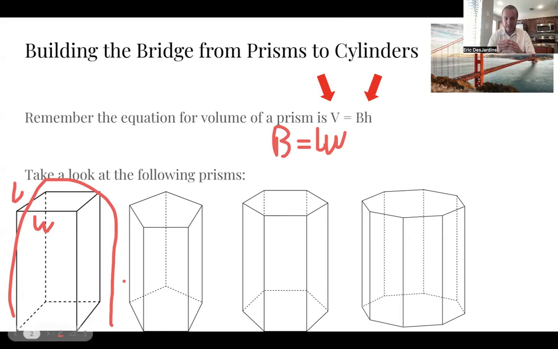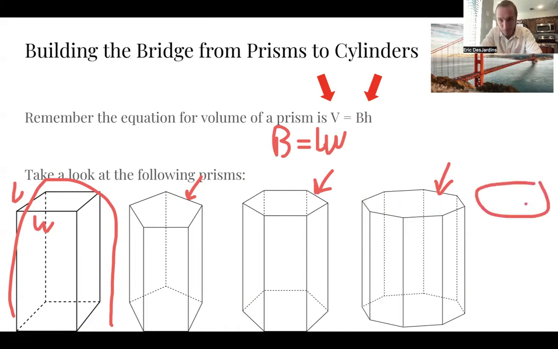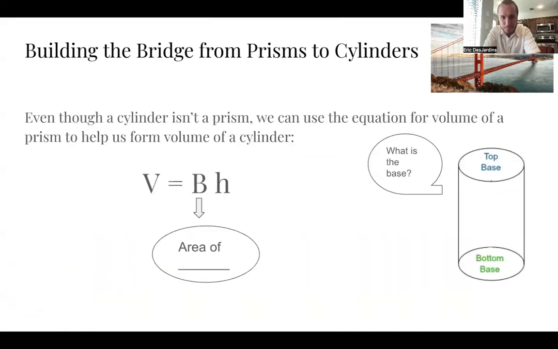Now, let's say we want to extend our knowledge of prisms. So we add another side to make a pentagonal prism. Then we add another side to make a hexagonal prism. And then we add two more sides to make an octagonal prism. So as we continue to add sides, what does that shape of the base start to look like? Looks like a circle. That's a very poor drawing of a circle, but if you added an infinite amount of sides, you would have something that is indistinguishable from a circle. So we can use the same equation for volume of a prism with our cylinder.